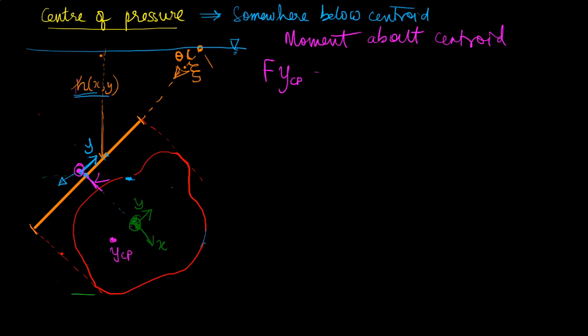So force times YCP will be the moment about the centroid. So this is like the effective moment and it has to be found out. So what is the force? The force is integral PdA, but we are taking a moment about the centroid, so it will be integral YPdA. Let us substitute the expression for the pressure. So it will be Y times, so the pressure is Pa plus rho g times H times dA.